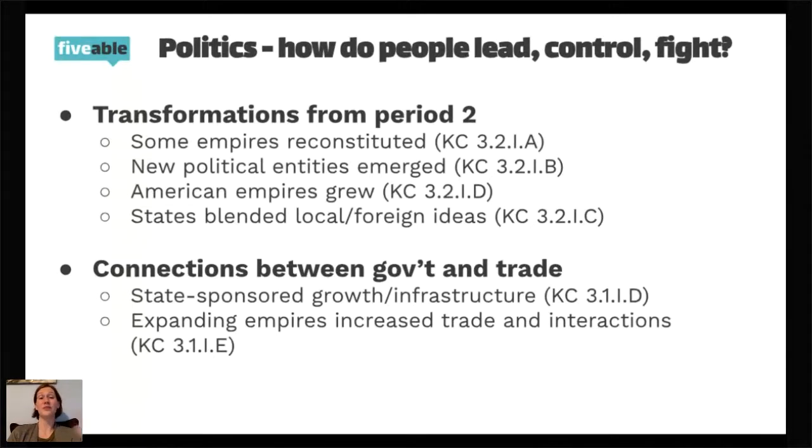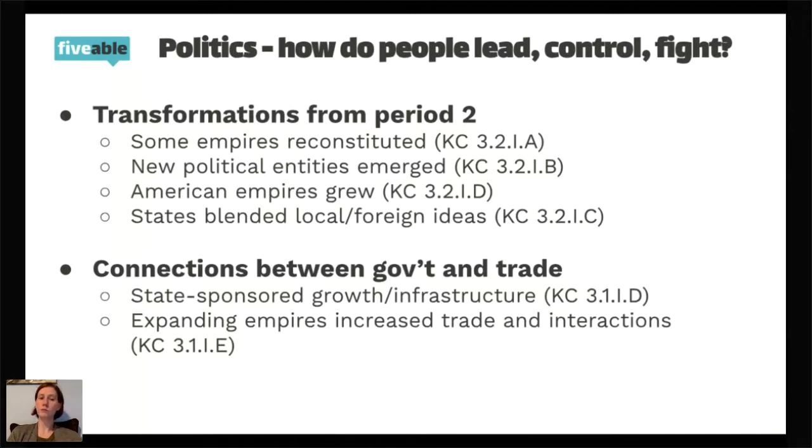So yeah, we've got new governments emerging. We've got reconstituted empires. We've got blending happening as people are interacting with one another, and governments are paying for some of it. State-sponsored growth in the Inca Empire. So the example of that would be the Inca road networks, because it's more infrastructure than growth, but the creation of those roads led to economic growth within that empire. So that's what that's talking about.